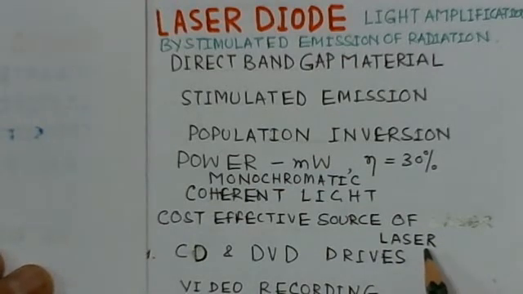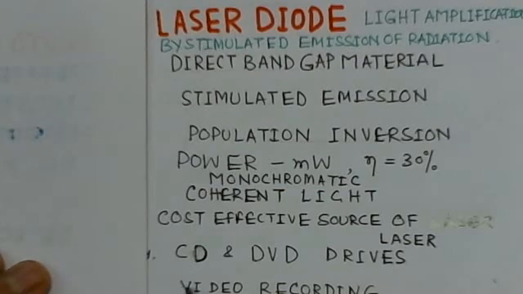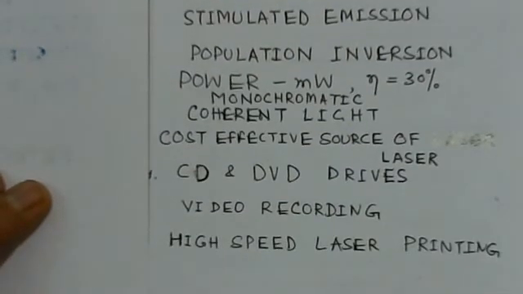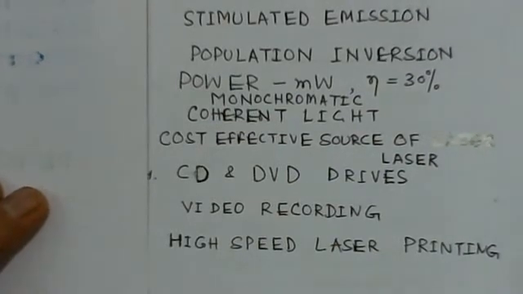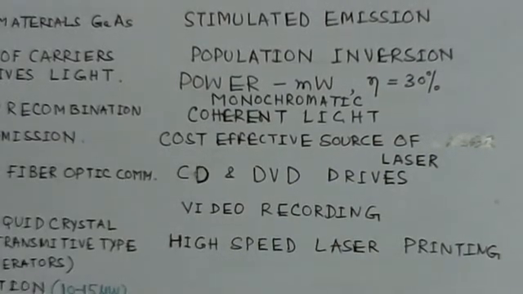Normally lasers have been very costly, along with their related power supplies, but these diodes have been very cost-effective. Now they find application in CD and DVD drives. They can be used for video recording, and high-speed laser printing is another application for these diodes.